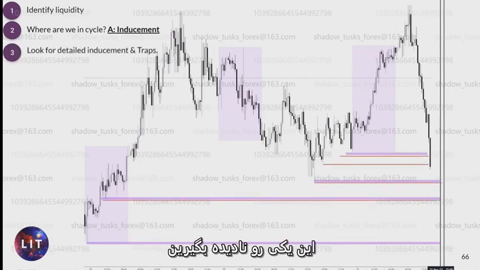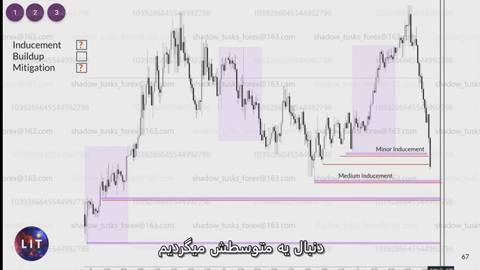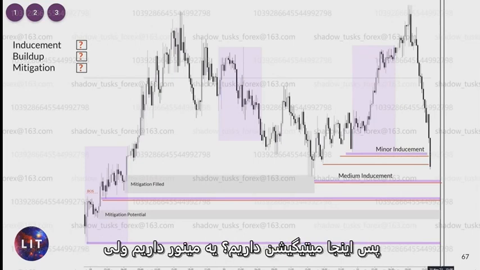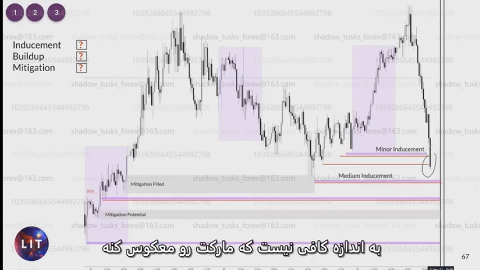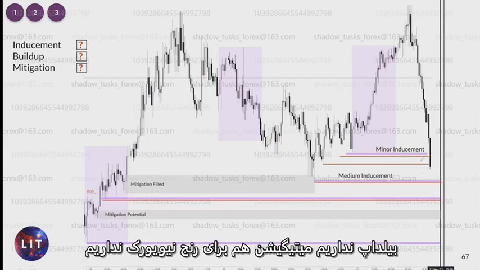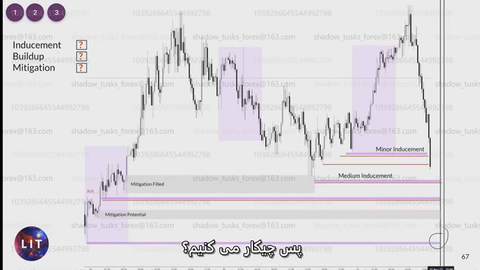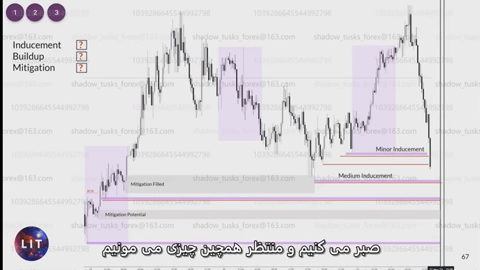So what do we need? Ignore that one because it's a minor one, right? Looking for a medium one, right? And of course you're looking for build up, inducement, mitigation. So do you have an inducement here? Only a minor one, but not enough to reverse the market on them. So we don't have an inducement, we don't have a build up, we don't have a mitigation for New York. And we know our timing window will be here. So what do we do? We just wait and expect something like this.